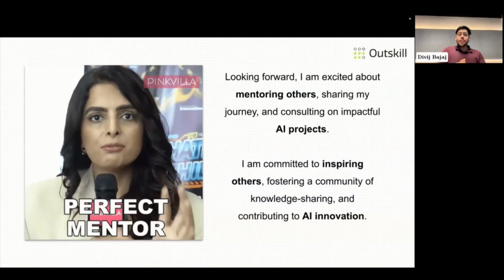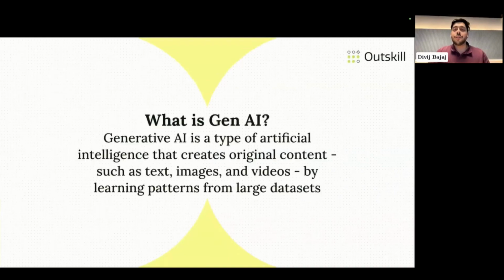Cool. So the first definition I would like to start with is the Gen AI definition. The point I would like every one of us to focus on in this particular slide is that it is a type of artificial intelligence. In a further slide, we will break down what all comes under the artificial intelligence umbrella. But focus on this type of artificial intelligence, which we call generative AI. It's capable of generating original content such as text, images, and videos.